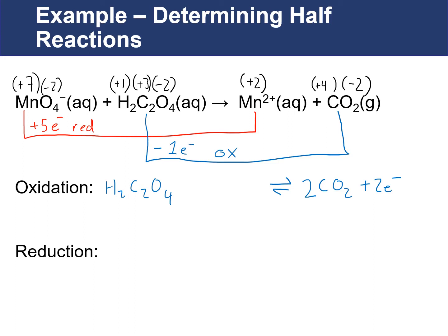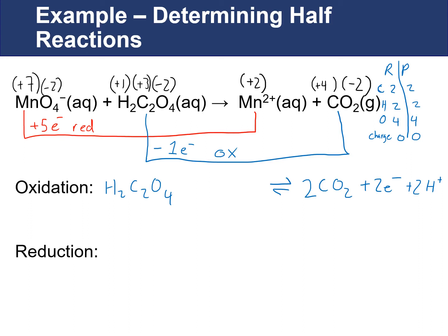To balance out next our oxygen, on the left-hand side we have 4, on the right-hand side we have 2 times 2, so we have 4. That part's balanced. Finally, we balance our hydrogen. On the left-hand side we have 2, on the right-hand side we have none, so we're going to add 2H plus to balance everything out. If we check to make sure that everything's balanced, we can look at our reactants versus our products for carbon, hydrogen, oxygen, and charge. On the left-hand side, we have 2 carbon, we have 2 hydrogen, we have 4 oxygen, and our overall charge is 0. On the right-hand side, we have 2 carbon, we have 2 hydrogen, and we have 2 times 2, 4 oxygen. Overall charge, -2 plus 2 is 0.